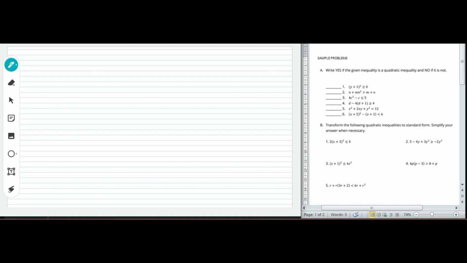For the letter B, you will see here, I won't answer everything because this part is very easy to answer. You just have to transform your quadratic inequalities to standard form, meaning the other side must be 0. That's it. So, for example, number 1, you have 2 times (x plus 3) squared is less than or equal to 4. So, you just have to simplify this. So, this is 2 times x squared plus 6x plus 9, less than or equal to 4. Then, this will be 2x squared, it's really like a polynomial, plus 12x plus 18 is less than or equal to 4. And because we have to make it in standard form, this should be 0.